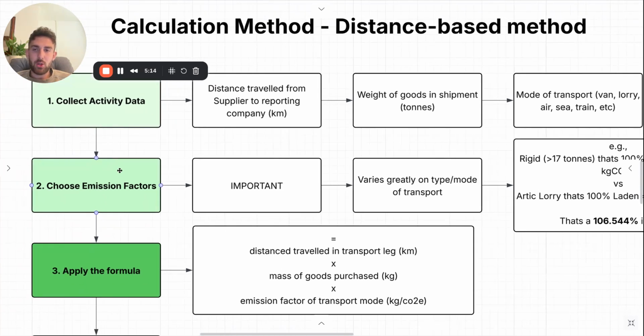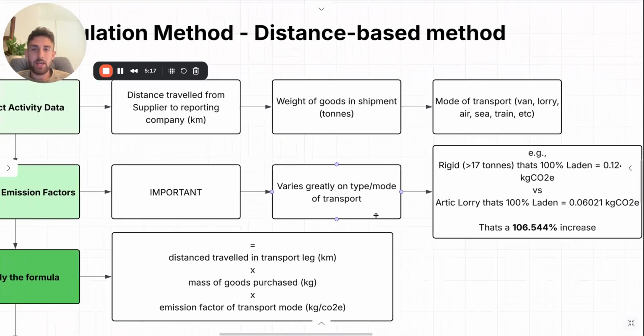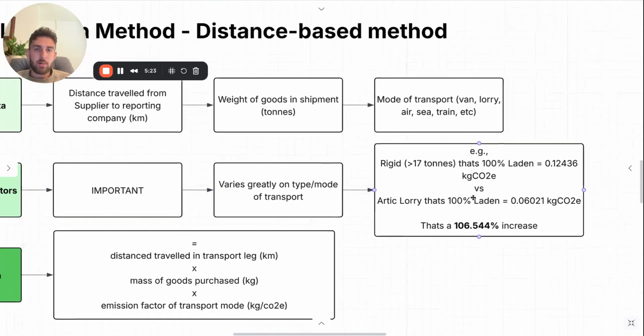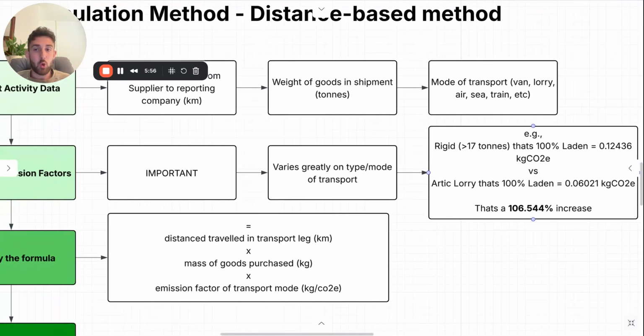Then you need to choose your emission factors, which is extremely important because it varies greatly on the type and mode of transport used. Here's a worked example, for example, where the rigid lorries over 17 tons with 100% laden capacity, they've got an emission factor there of 0.12436. Whereas Arctic lorries that have the 100% laden capacity, they have an emission factor of 0.006021. And that is a 106% increase in the difference. So you need to make sure you're using and finding the correct vehicle type. Otherwise, you may be over-reporting or severely under-reporting the emissions for your reporting company.